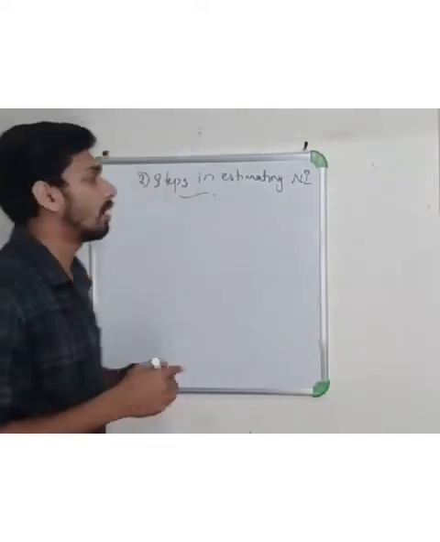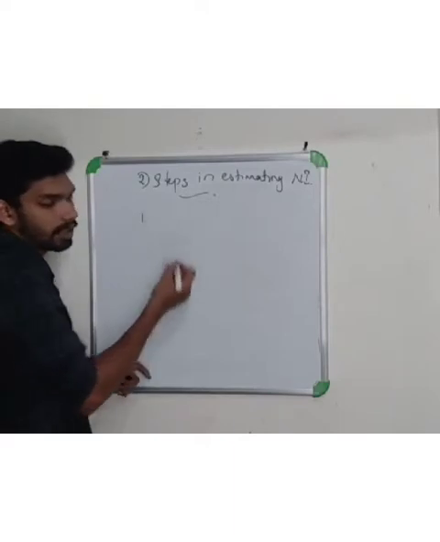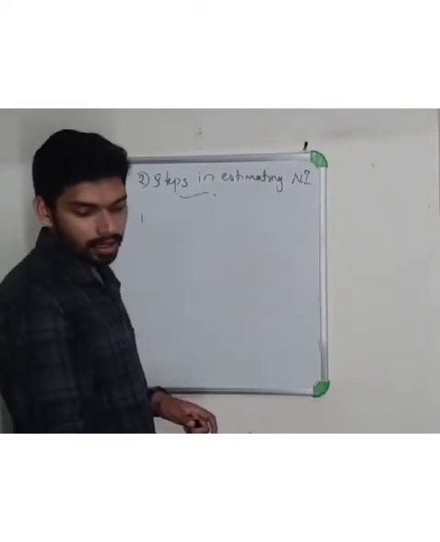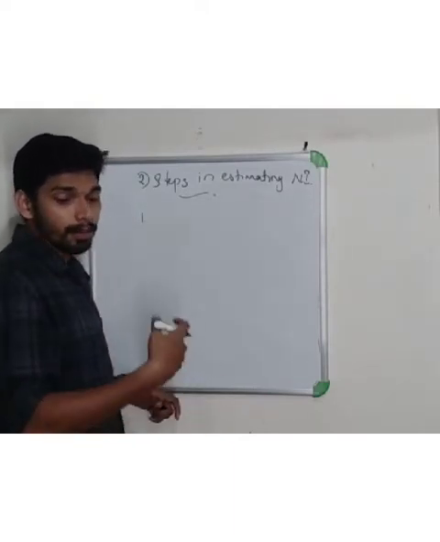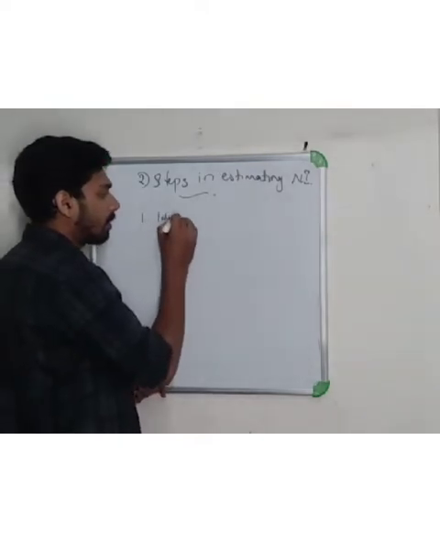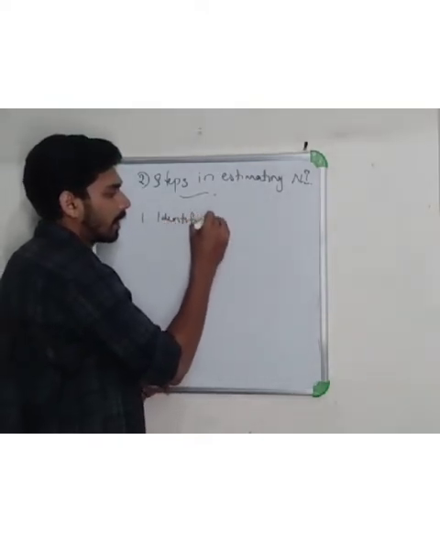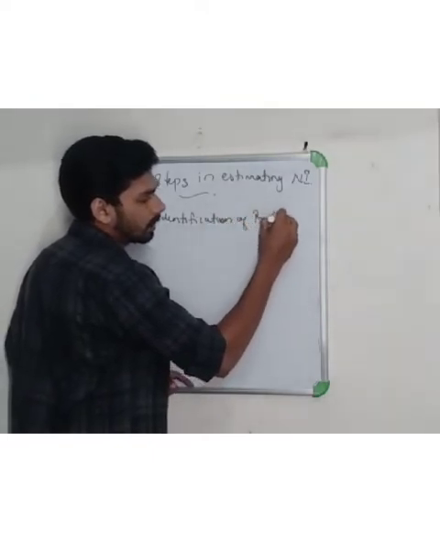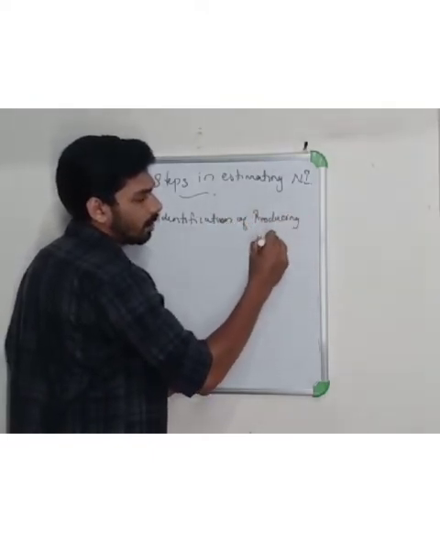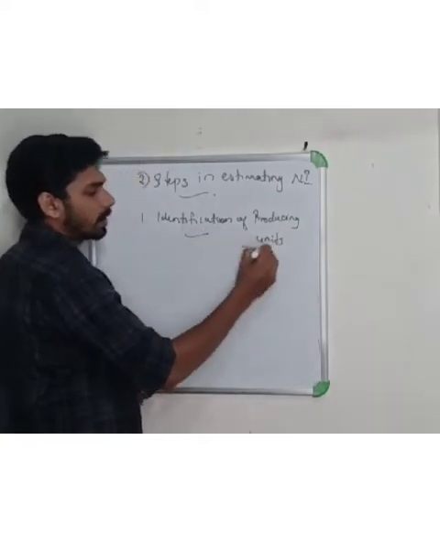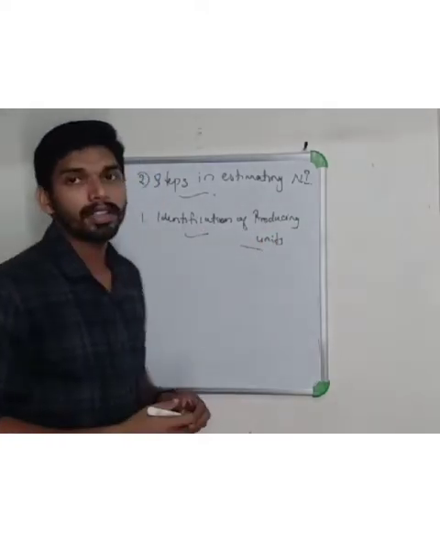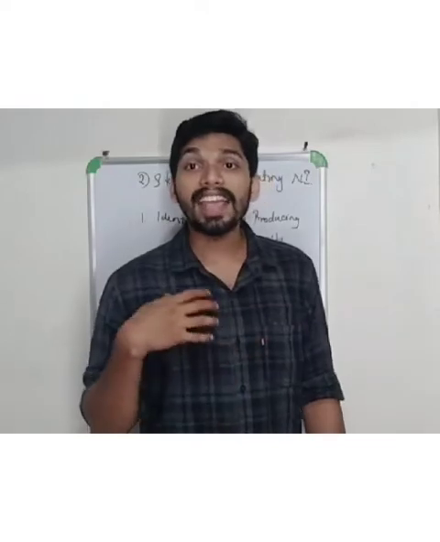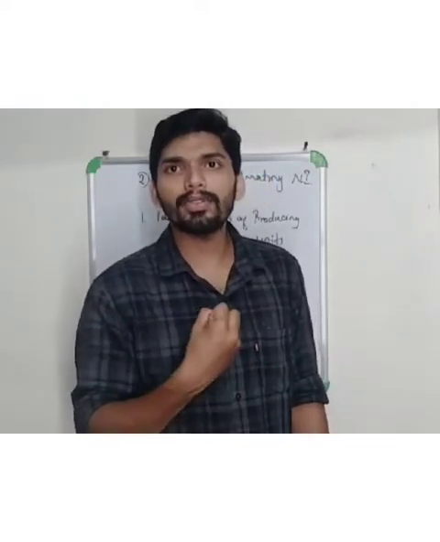The first one is the identification of the producing units. Identification of the producing units. This is the first important step: the identification of the producing units.